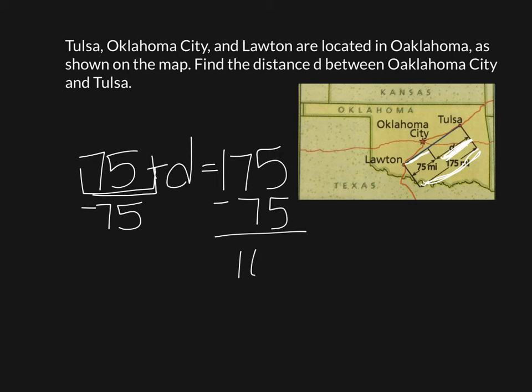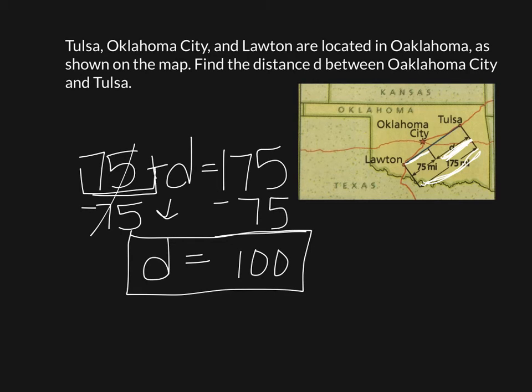I would get 100 on the right side equals, this would cross out, bring down my D. So the distance is 100. Now don't forget your label. 100 miles is how far it is from Oklahoma City to Tulsa.